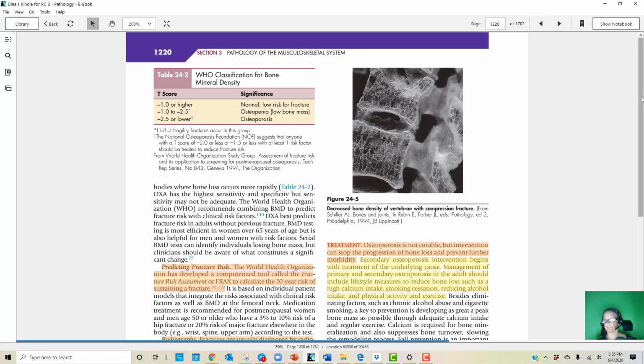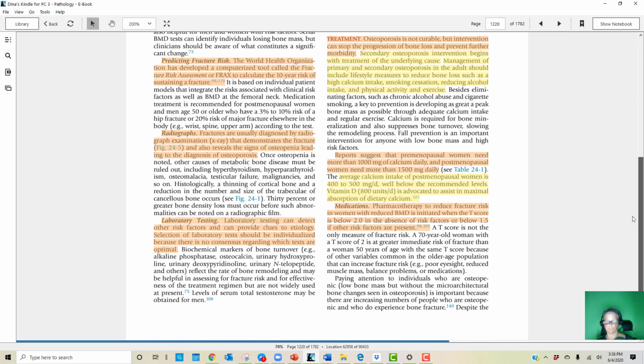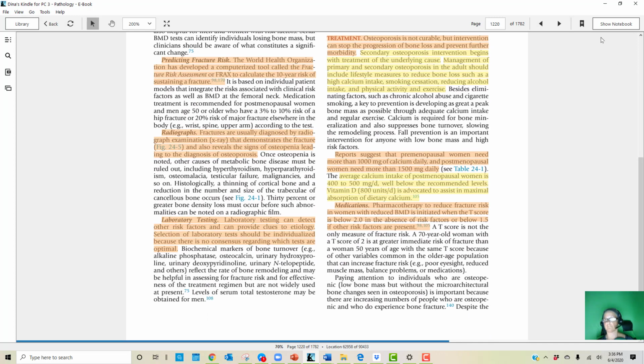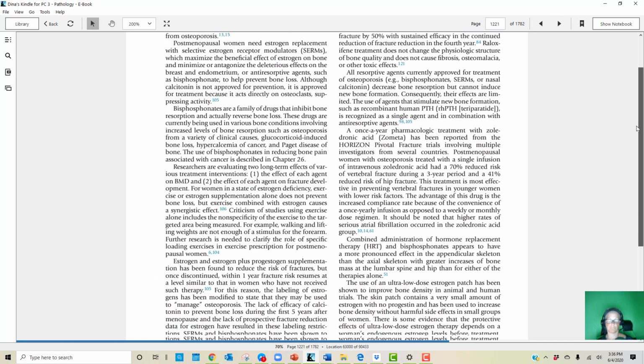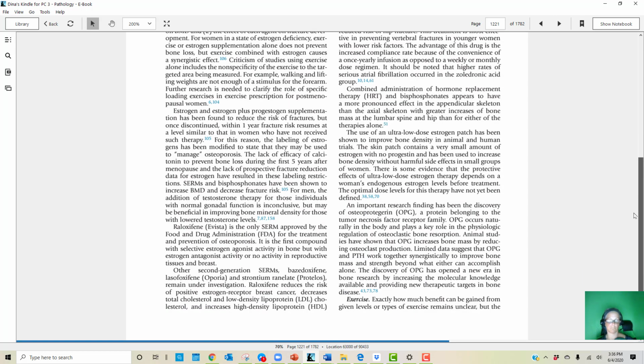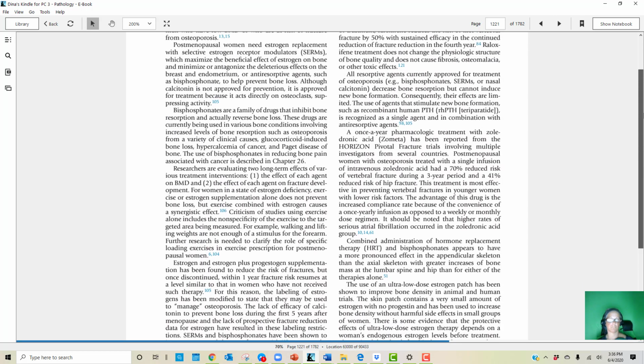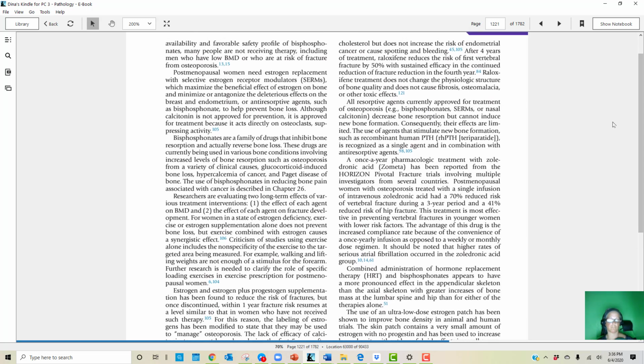Thirty percent or greater bone density loss must occur before such abnormalities can be noted on a radiographic film. Laboratory testing can detect other risk factors and can provide clues to etiology. Selection of laboratory tests should be individualized because there is no consensus regarding which tests are optimal. Biochemical markers of bone turnover, for example, alkaline phosphatase, osteocalcin, urinary hydroxyproline, urinary deoxypyridinoline, urinary N-telopeptide, and others, reflect the rate of bone remodeling and may be helpful in assessing fracture risk and the effectiveness of the treatment regimen, but are not widely used at present.